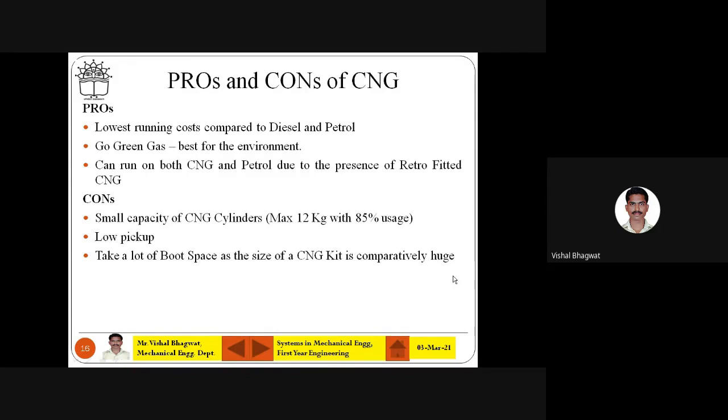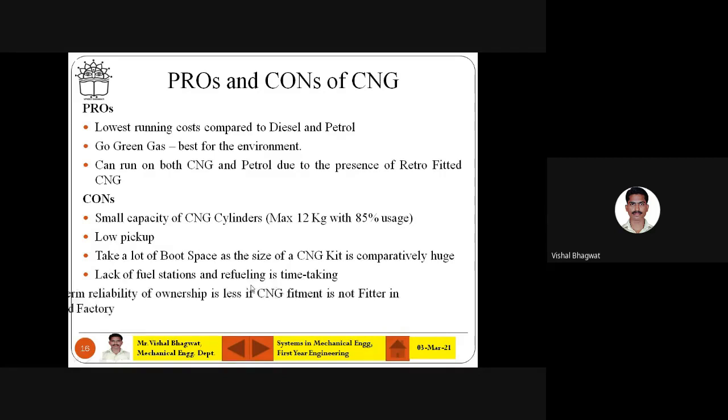It takes a lot of boot space as the size of the CNG kit is comparatively huge. You have to fit it somewhere in your dicky, you can say cargo space, boot space, so that space is actually consumed. But in some designs, the car manufacturer can set this cylinder below the car, below the chassis. Anyway, there is a lack of fuel stations, and refueling is time consuming. Fuel stations are not as frequent as they are for petrol and diesel.